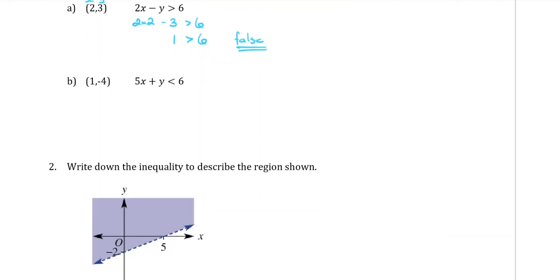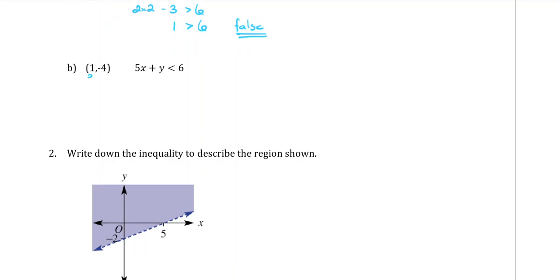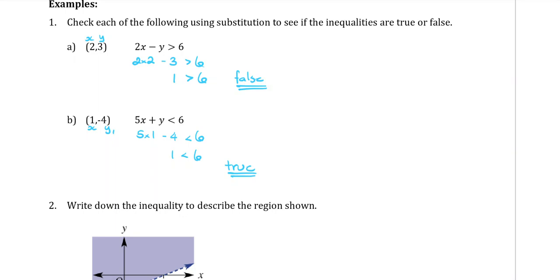Let's do the next one. We want to sub in x is 1 and y is minus 4 into this new inequality. So that would be 5 times 1 plus minus 4 is less than 6. That's 5 minus 4, is 1, is less than 6. 1 is less than 6. That one is true. So if we were doing the graph part of this, the one that is true, we would shade the side where that point was because it was true. Whereas the one that was false, we shade the opposite side of the line.